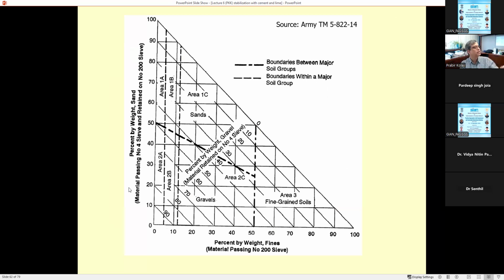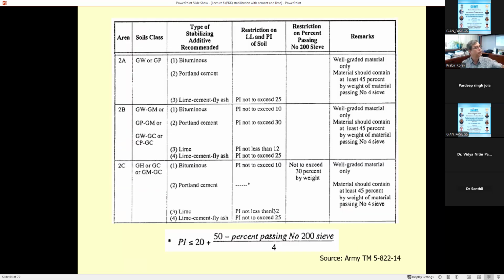All these things are mentioned over here: 1A, 1B, 2A, 2B, and 2C. And then which one is bitumen we can use? You can use Portland cement, you can use lime, cement, fly ash. For 2B, you can use bitumen, Portland cement, lime, and lime cement fly ash. So again, it depends on the plasticity index and the particle size distribution.